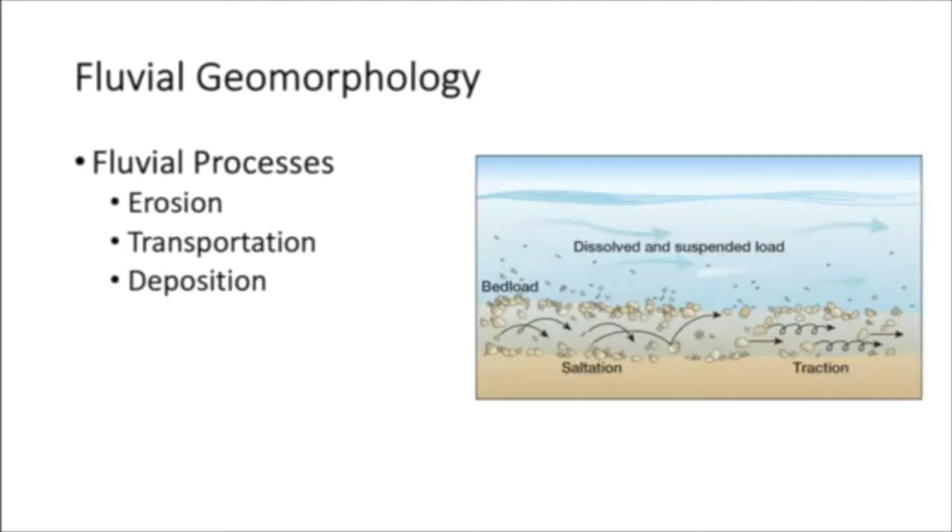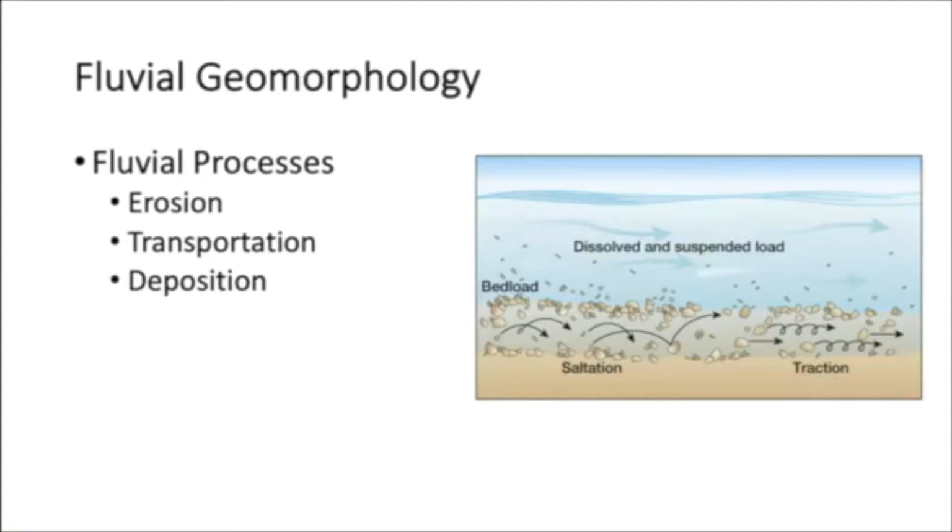The other thing when we talk about fluvial geomorphology is we have to think about fluvial processes. The fluvial processes we are most interested in are erosion, transportation, and deposition of sediment, because that is the role of a stream, to transport organic and mineral matter from upstream to the ocean. And this form of transport can be in various forms.